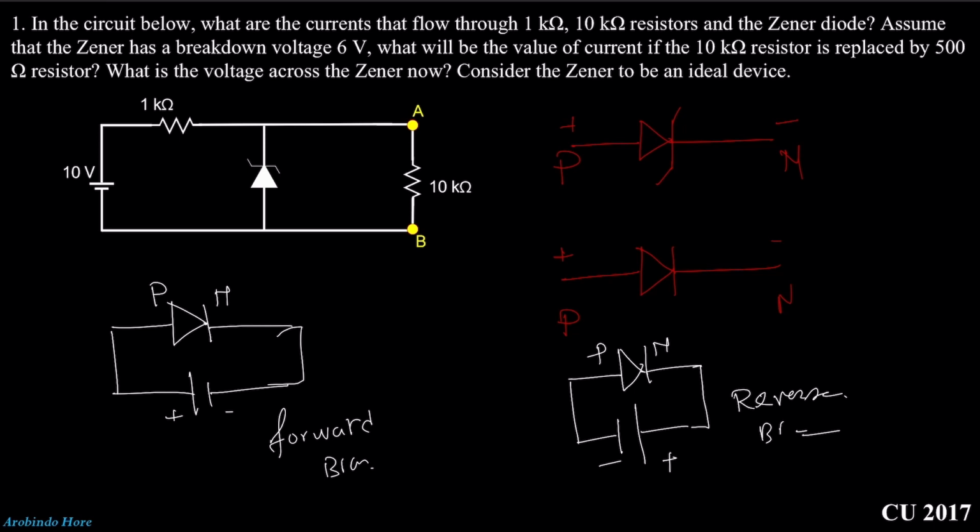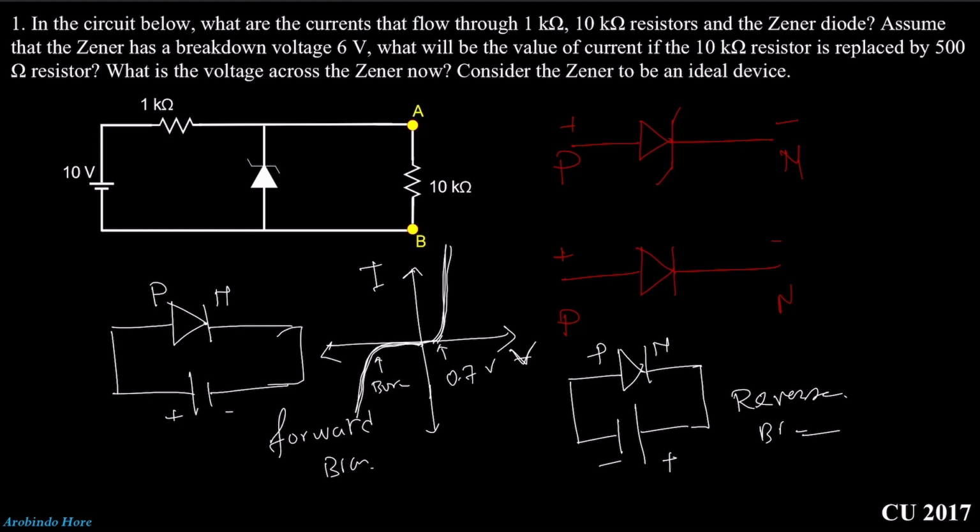And we all know the VI characteristics will look like this, right? Where this is V, this is I, and in the first quadrant the barrier potential is 0.7 volt. After this, the current will rise. And in the third quadrant, in the reverse bias, after some time it will go to breakdown. That means it will burn, or we can say this is the breakdown voltage. This is for the normal diode.